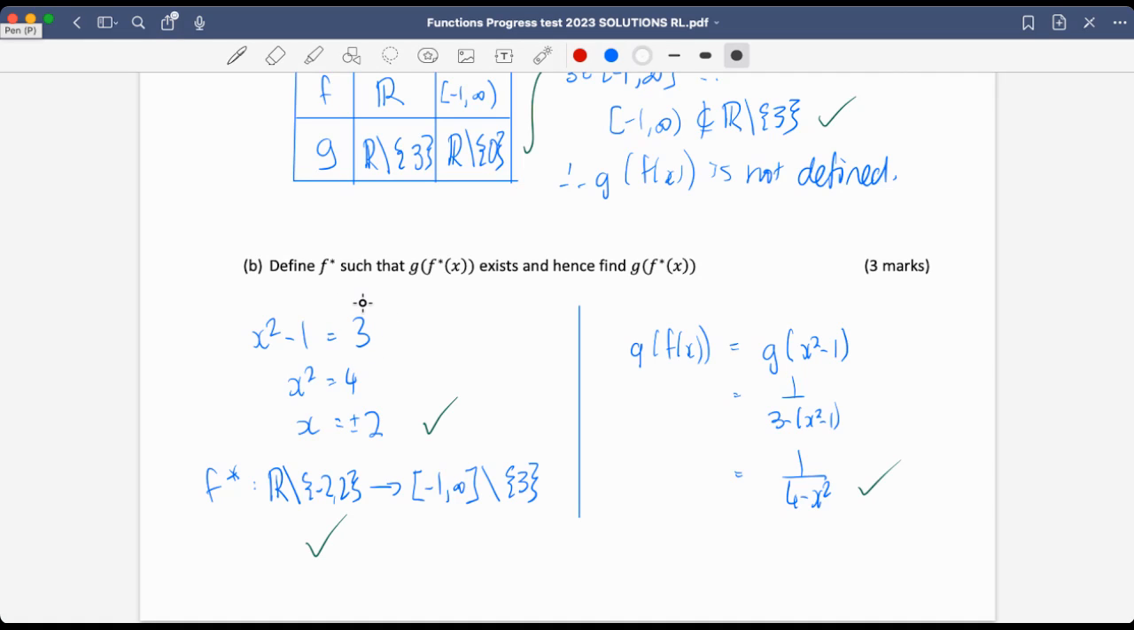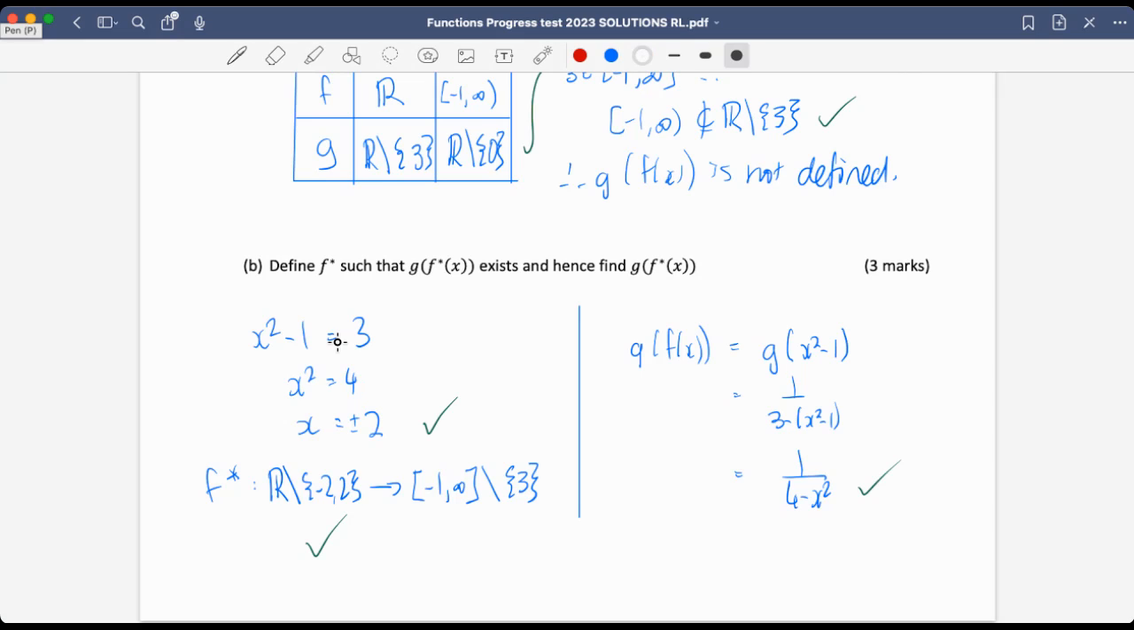So g of f star of x is equal to g of x squared minus 1. So replace the x in 3 minus x with x squared minus 1, and then solve. A lot of people didn't put brackets around the x squared minus 1, so they ended up with 3 minus x squared minus 1, which gave them 2 minus x squared. But as you can see here, 3 minus minus 1 is 3 plus 1, which is where the 4 in the 4 minus x squared comes from.